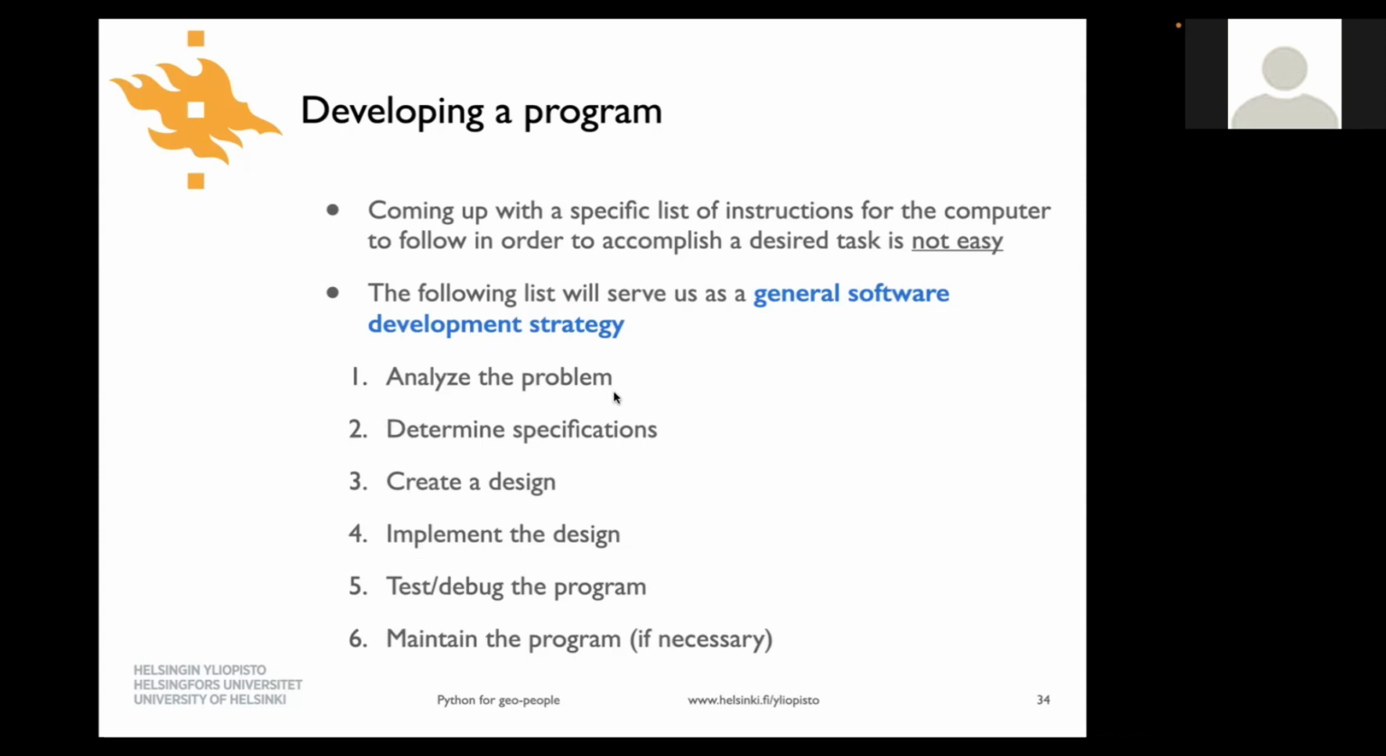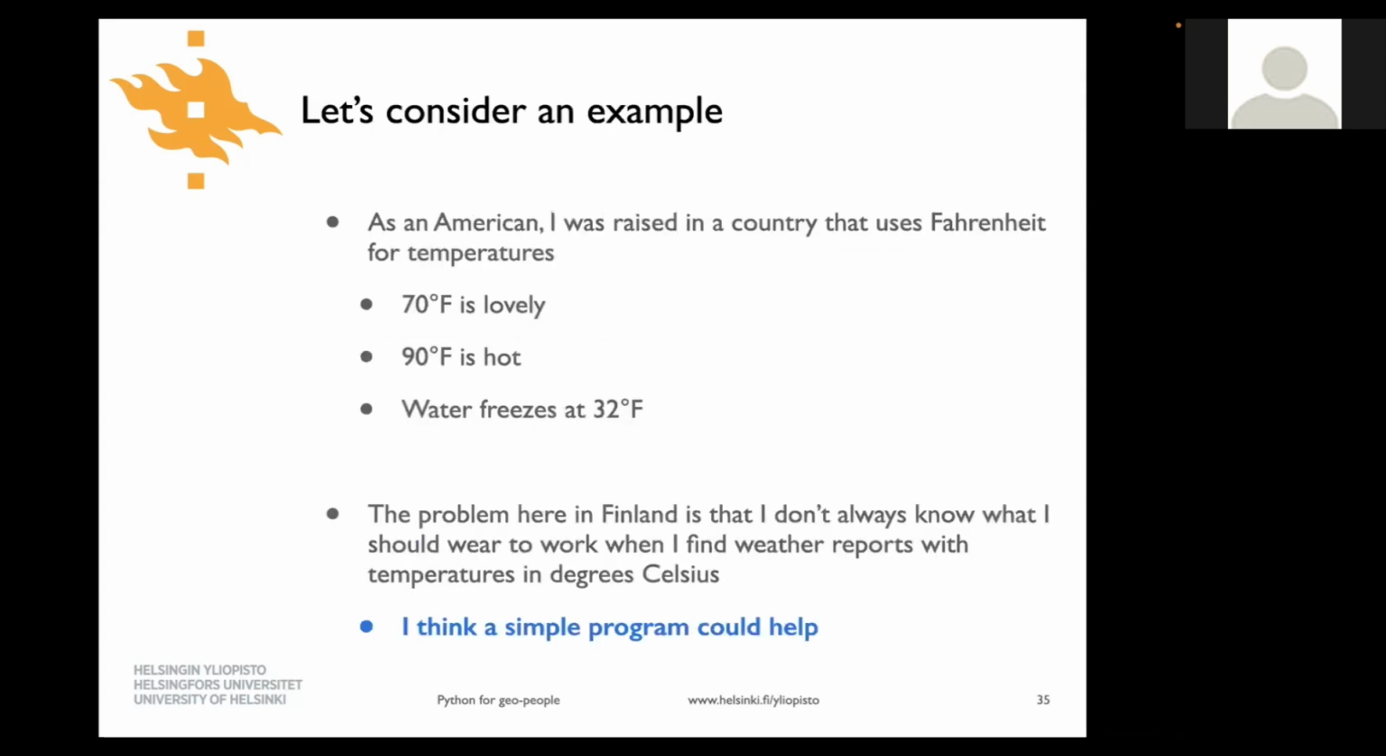First, analyze the problem. What is it you want to do? Determine the specifications. What information do you need to do what you want to do? Create a design. In general, what are you going to do with that information? Implement the design, which is typically the part where you're writing your program. Test it, running the program. And then step 6, if it's needed, would be to maintain the program. If you're using a library where there are changes to the library, you may need to update your program to work with the new version of that library.